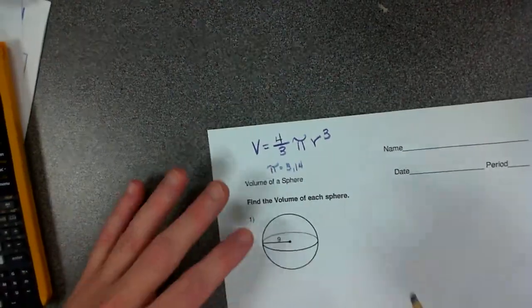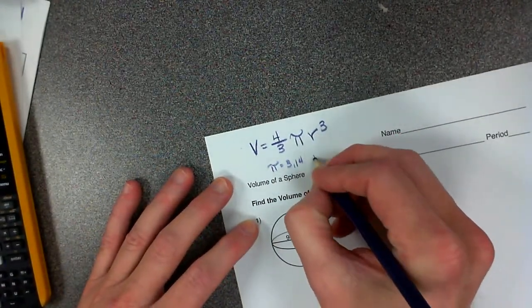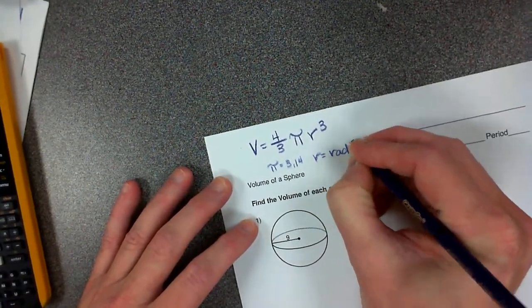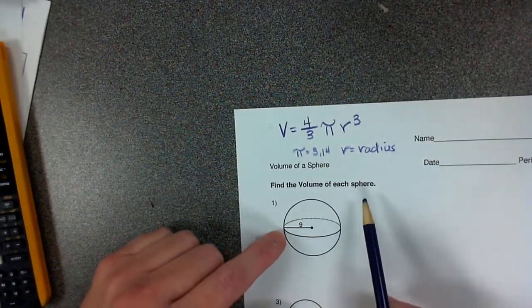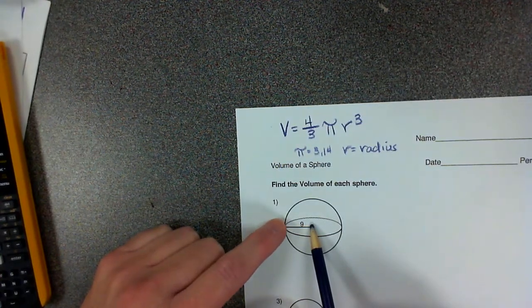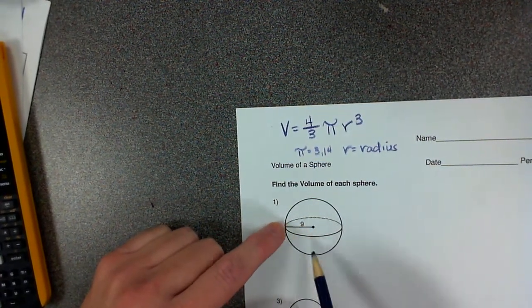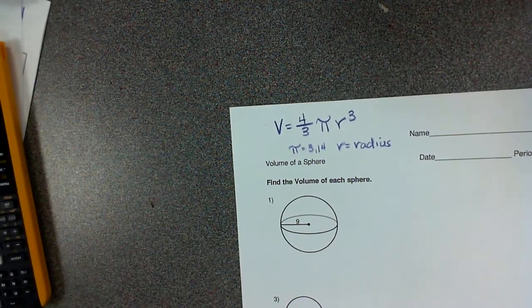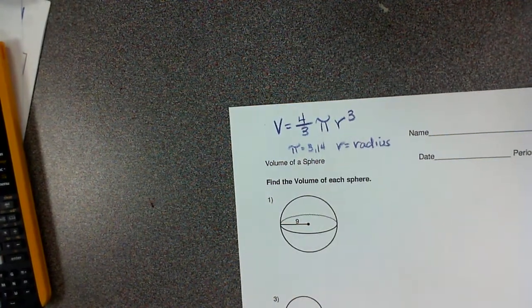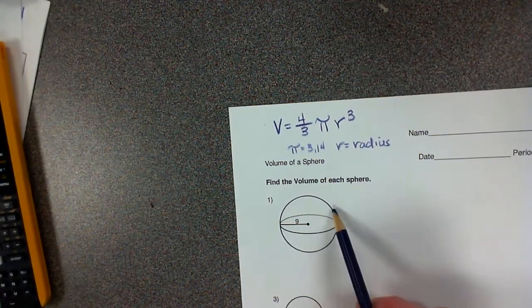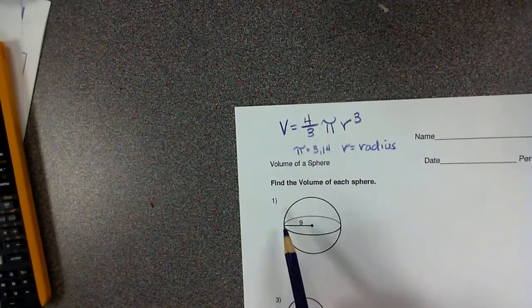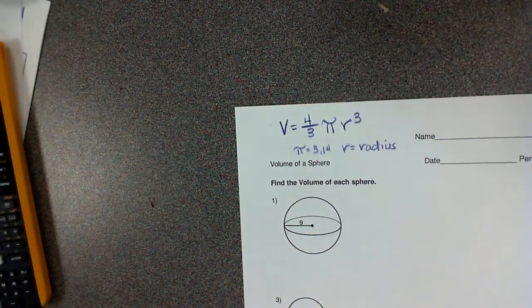Also, you're going to need to remember that little r equals radius. That's a callback from 5th through 7th grade. Radius is from the center of a circle to the outside edge. That's the smallest line that we use to measure a circle. The line that is the outside border is the circumference. The line from one side of the border to the other is the diameter. And the radius is simply from the middle of the circle to the outside edge.